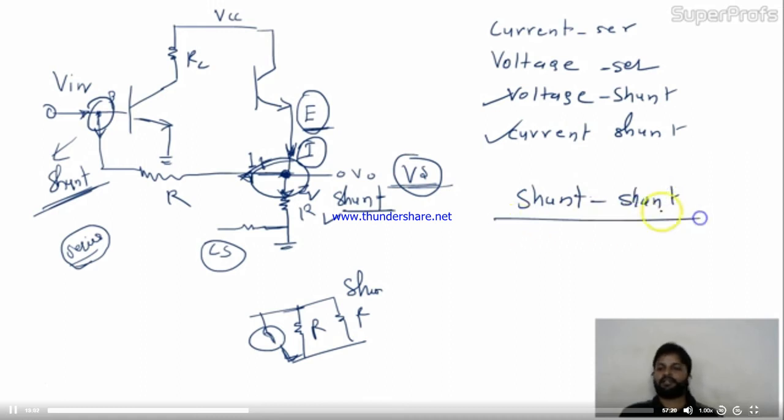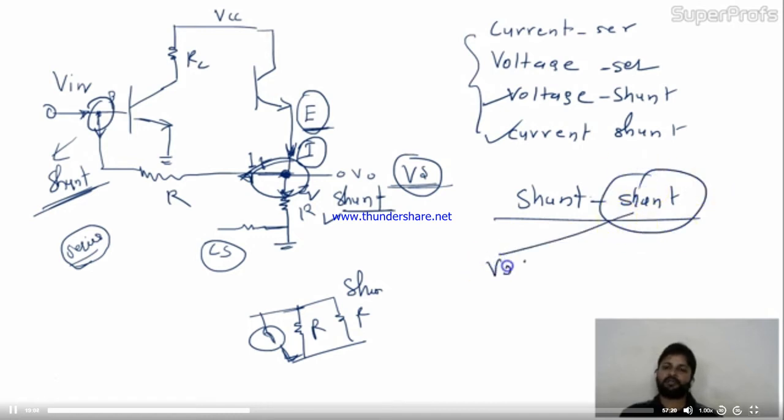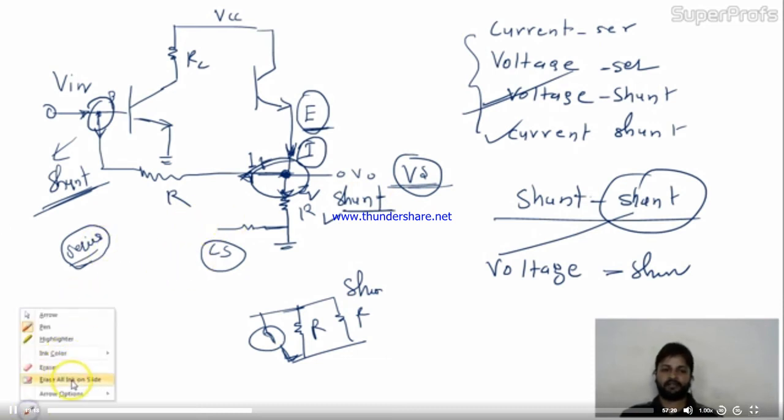But in these terms, the options are not given. So let's take it. This is the output. Output we call the voltage and the input is shunt. So option C is correct. I hope it's clear to you. Okay. Let me take another one.